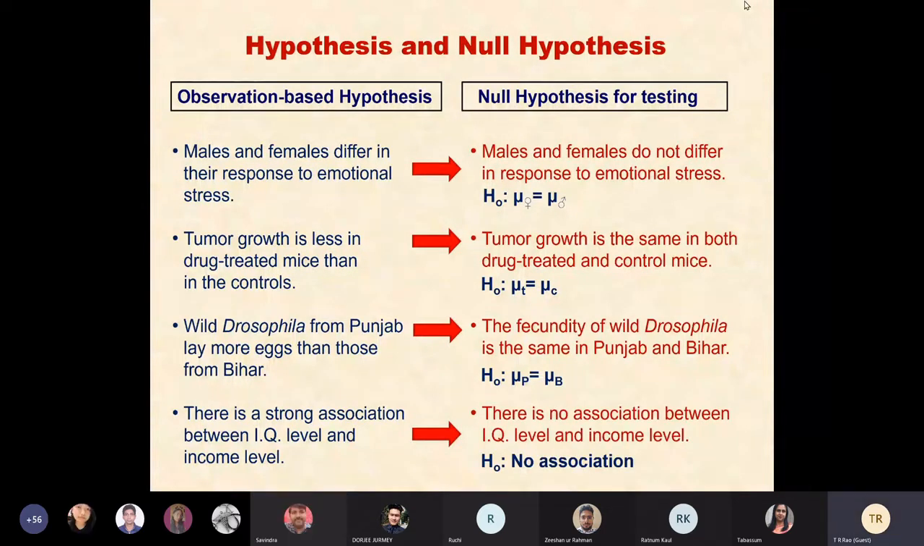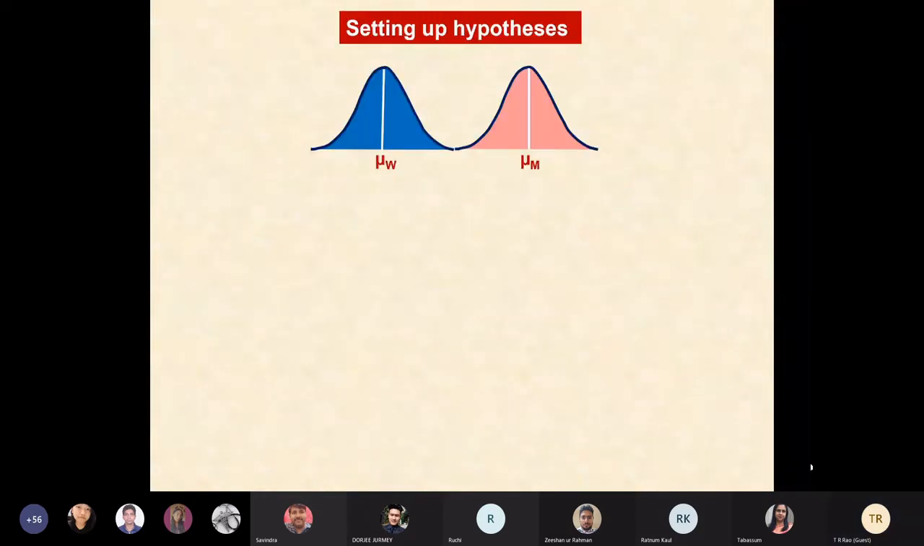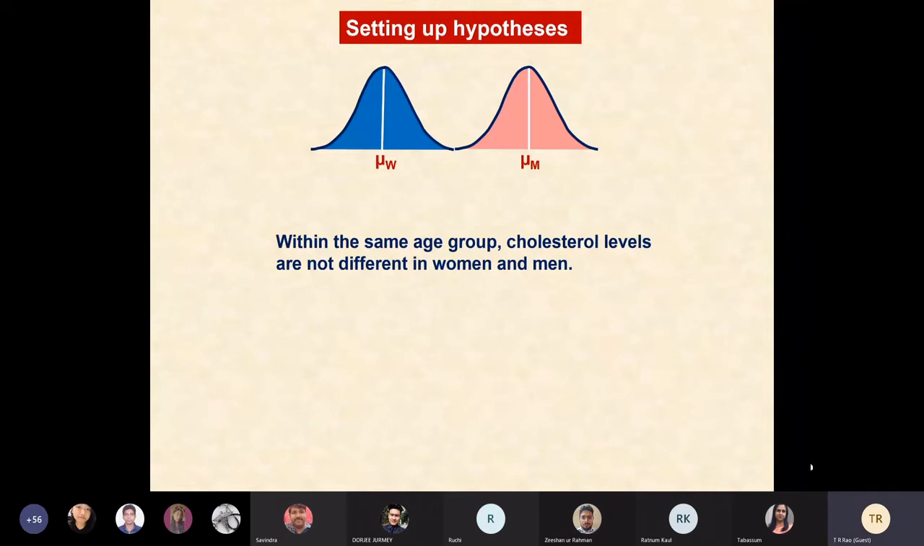Here, you want to test if there is a strong association. So you go about proposing that there is no association. Then see if you can reject that hypothesis. So that's how you go about setting up a hypothesis. Okay. There is another interesting aspect of setting a hypothesis. Look at the statement: within the same age group, cholesterol levels are not different in women and men. Okay, that is that one. Now look at the way I can propose the same hypothesis differently.